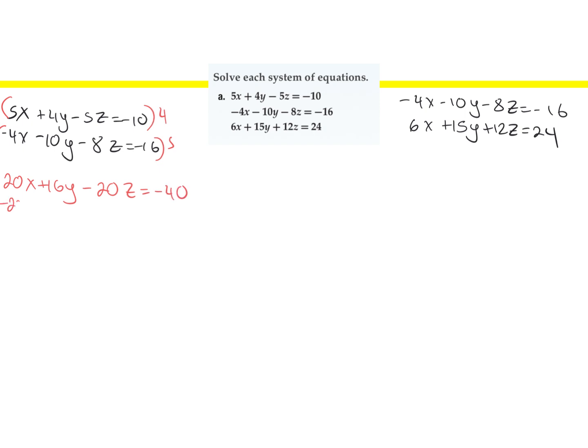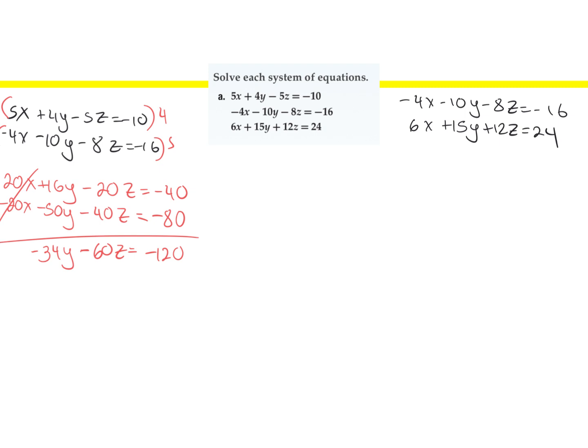And this will become negative 20x minus 50y minus 40z equals negative 80. All right, so now I'm going to go ahead and add them. The x's cancel. So then I get 50 and 16. It's going to be negative 34y minus 60z equals negative 120. All right. Let's see what the right one is.